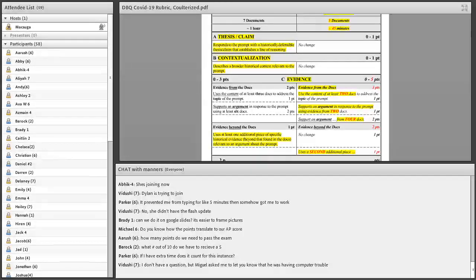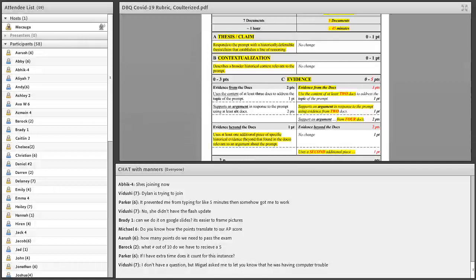So, I mean, you really need to nail the easy ones, like the evidence beyond the docs for 2 of them. And remember, you have to tie that back to the prompt. Like, you can't just go, oh, it's the American Revolution, without tying it back into how that's relevant to your argument, right? So that's going to be a big deal.